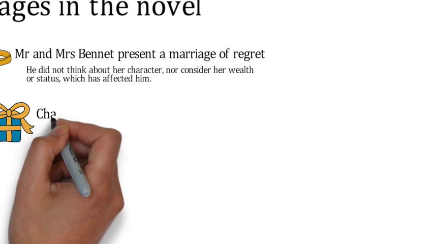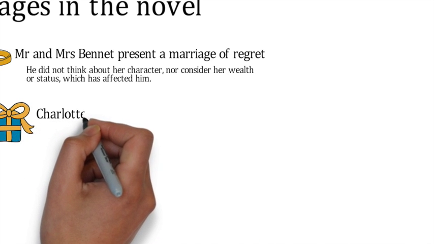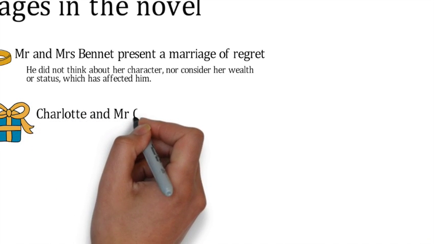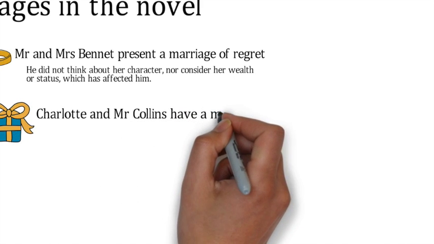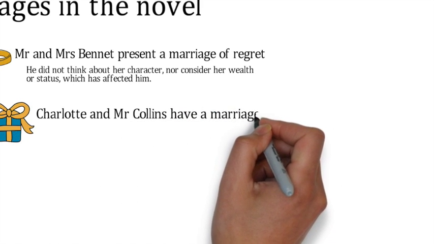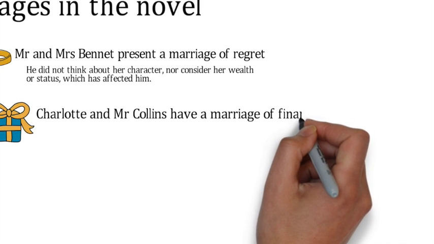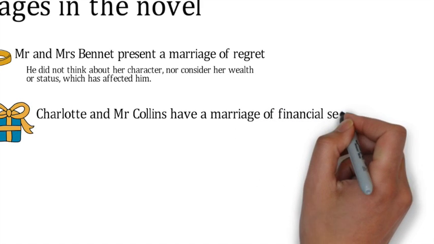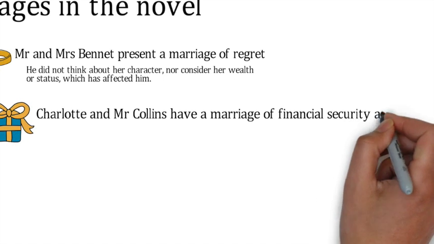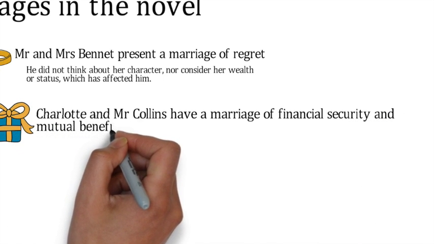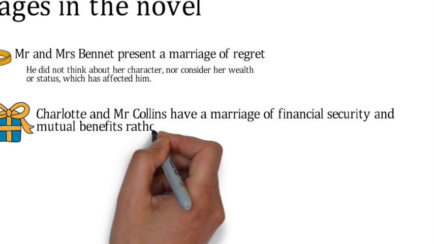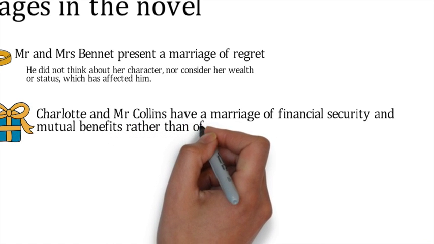The next marriage presented to audiences is that of Charlotte and Mr. Collins, one that many readers find uncomfortable and that Austen presents as slightly ludicrous. It is a marriage of financial security and mutual benefits, rather than of happiness. Charlotte, a plain girl, eldest of a large family of modest means, can only hope for a marriage that will bring her financial security. Collins enters the marriage as a way to please Lady Catherine so that he can raise his social status.